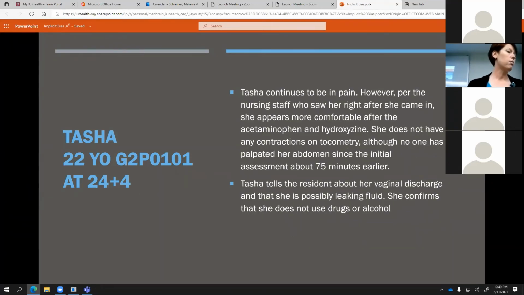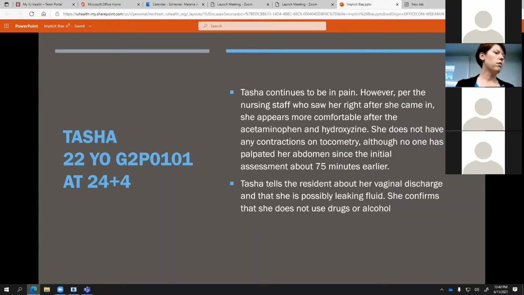Tasha continues to be in pain. However, per the nursing staff who saw her right after she came in, she appears more comfortable after the Tylenol and hydroxyzine. She does not have any contractions on hypometry, although no one has palpated her abdomen since she initially arrived about 75 minutes earlier.